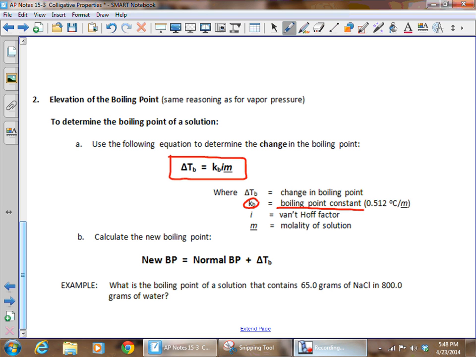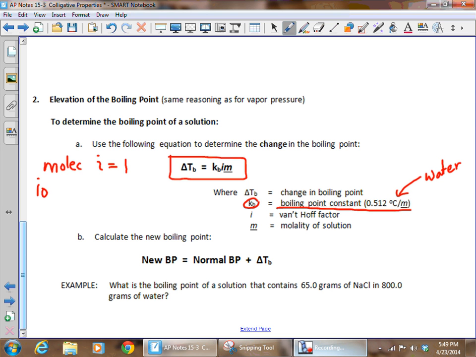Now, Kb is a boiling point constant, and for every substance it's different. For water, this is the value for water, it's 0.512 degrees Celsius per mole. Changes for everything. The Van 't Hoff factor is how, I guess for lack of a better way of describing it, how many particles a substance would break down into if you dissolved it in solvent. Basically, if it's covalent, if it's a molecular compound, the Van 't Hoff factor is 1, not 0. The Van 't Hoff factor is 1.